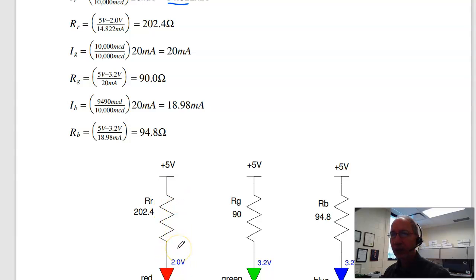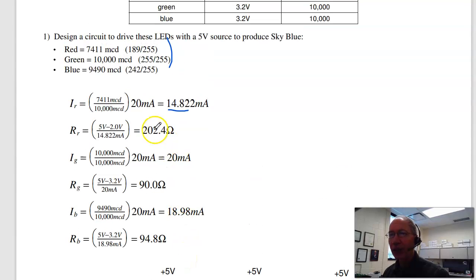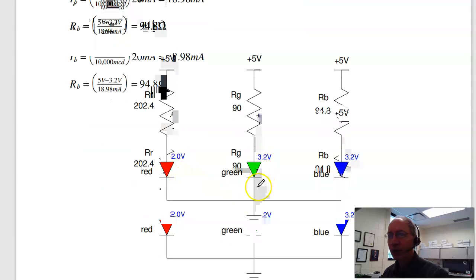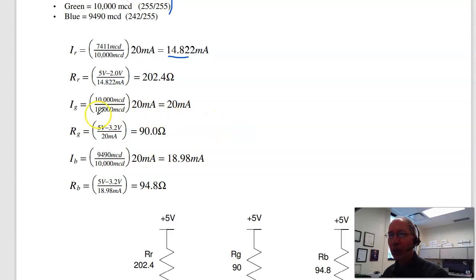3 volts at 14.8 milliamps is 202 ohms. The green LED, for 10,000 millicandles, I want that to be full brightness, full current. 3.2 volts across the diode gives you 1.8 volts across the resistor. 1.8 volts at 20 milliamps is 90 ohms.